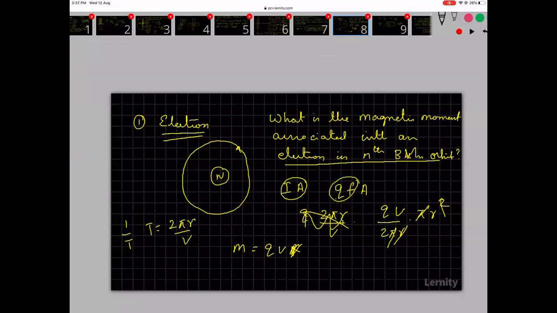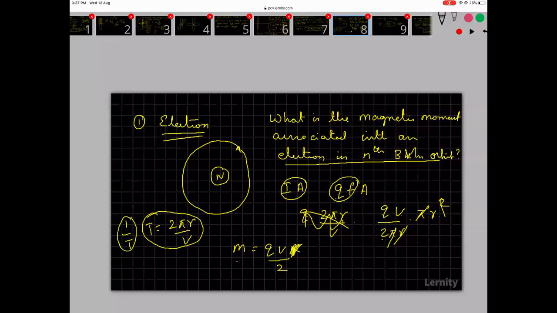Now frequency is 1 upon time period. Time period is equal to 2 pi r by V. So if I substitute that, I'll get Q into V by 2 pi r into pi r squared. Some cancellations will happen and I'll get magnetic moment is equal to QVR by 2.